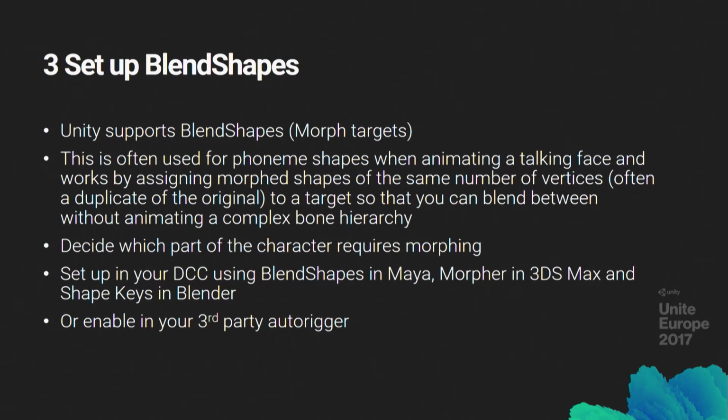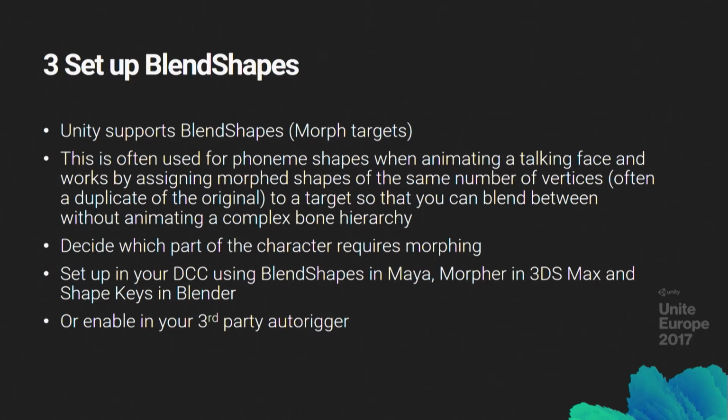So Unity supports blend shapes, and what that will essentially do is on top of your skeleton, it will create a series of targeted morph targets built into the FBX that you export. And those blend shapes will come across into Unity for you to animate with the animator. This is often, as I say, used for phonemes, talking faces. But the important thing is to decide which part of the character requires morphing, if you do need to do that. If you don't, worry about it.